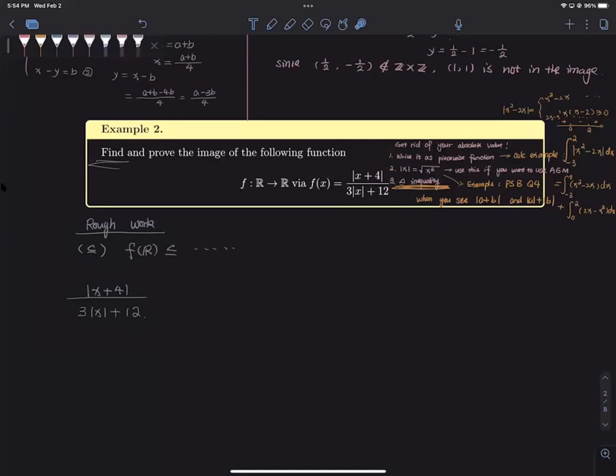For the first direction, I'm trying to find the image. It looks like triangle inequality. Why? Do you see this and this? Yes, where is that? Well, I do see this, but where is this plus 4? Tell me where is that?